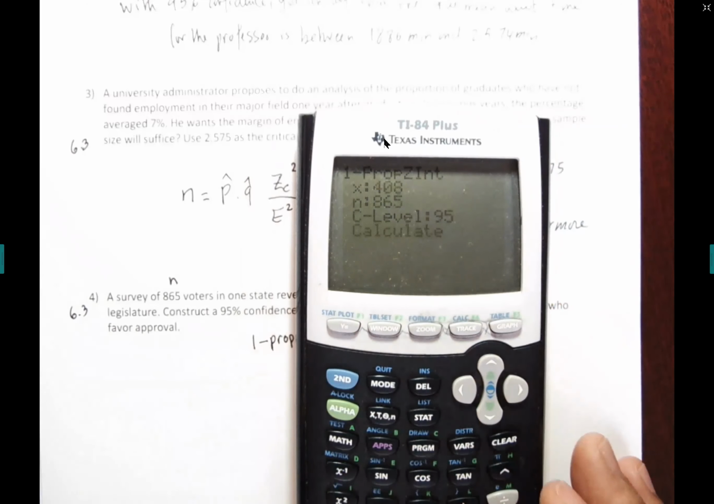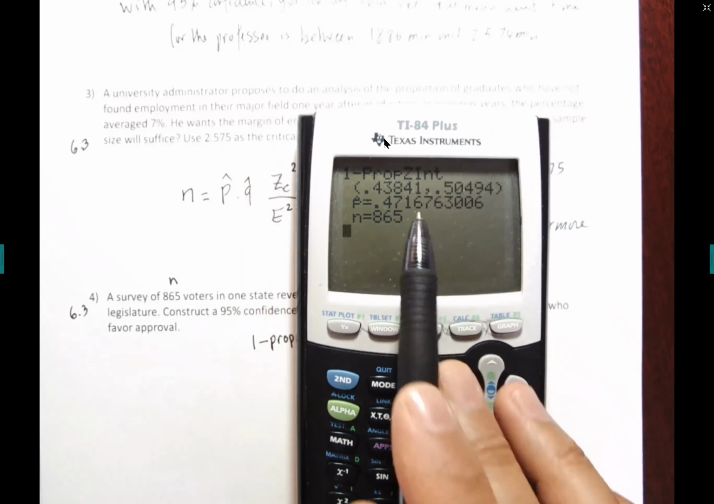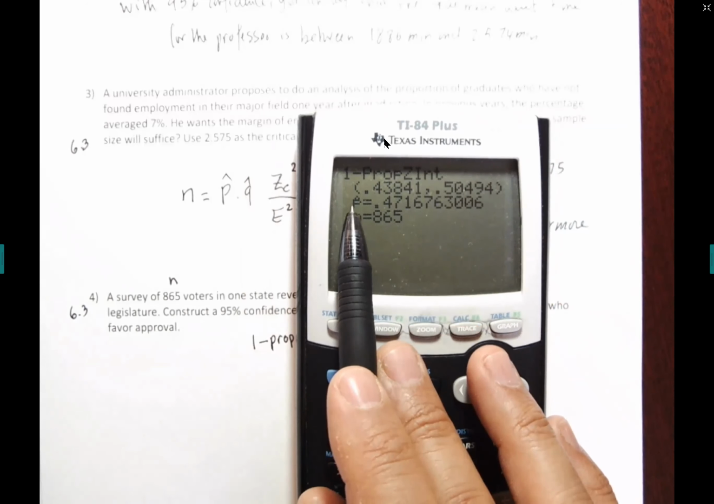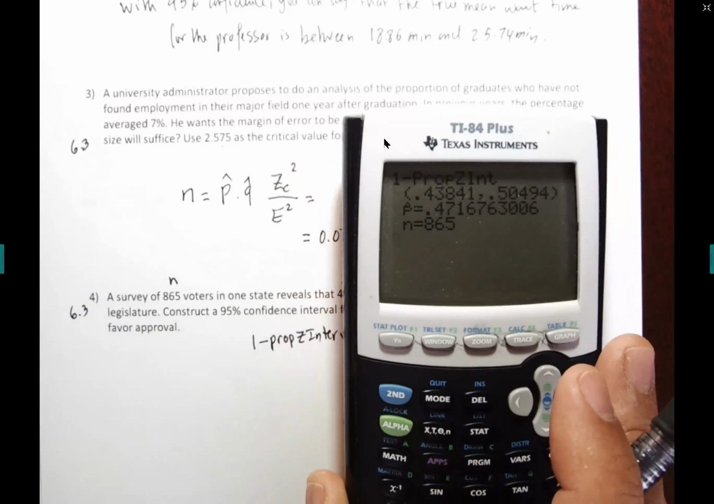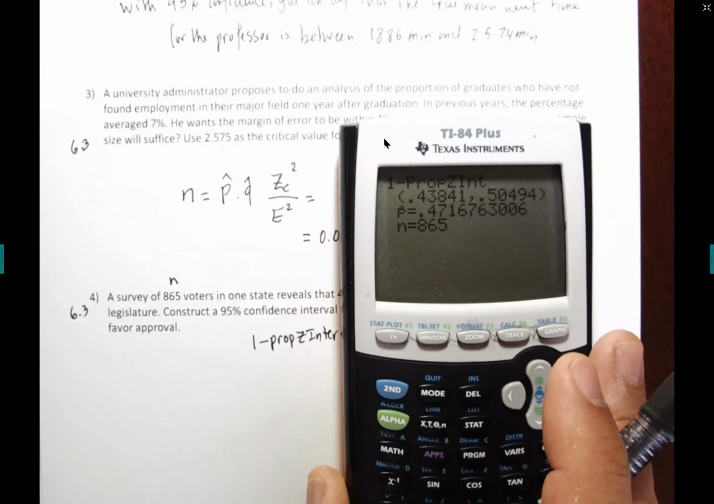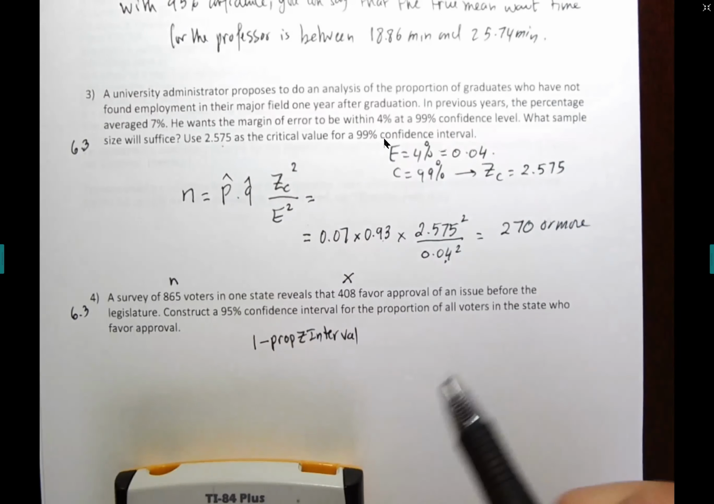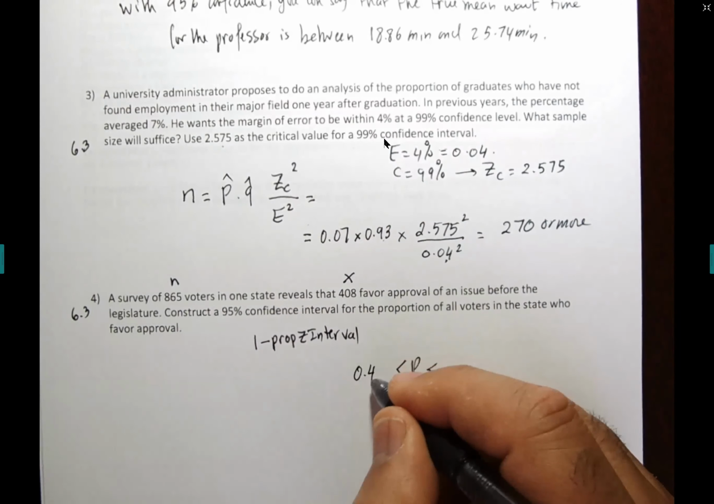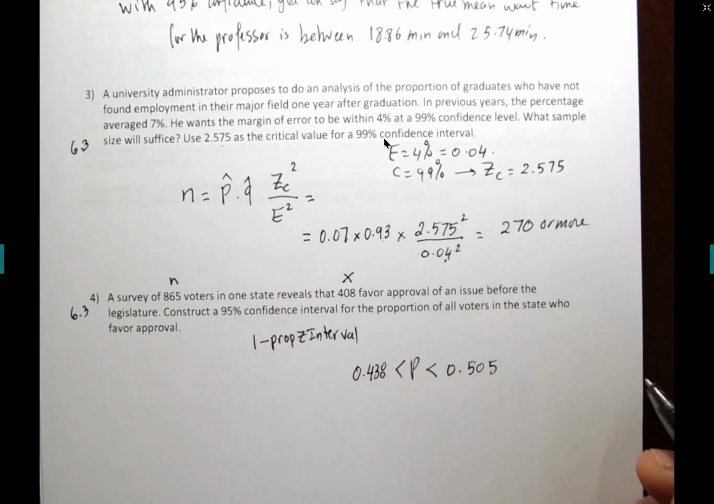And hit Calculate. So P is between, you see, this is the confidence interval right here. And this is p-hat, which is the sample proportion, X over N. So if you divide 408 by 865, you should get 0.47167, etc. That's p-hat, the sample proportion. So let me write it down. And I got 0.438. And I got 0.505.